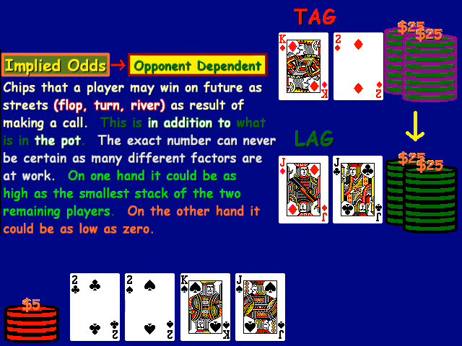They're situationally dependent, and you've got to read the situation correctly, and there are a lot of different variables at play. But that's a brief overview of how implied odds work in poker.